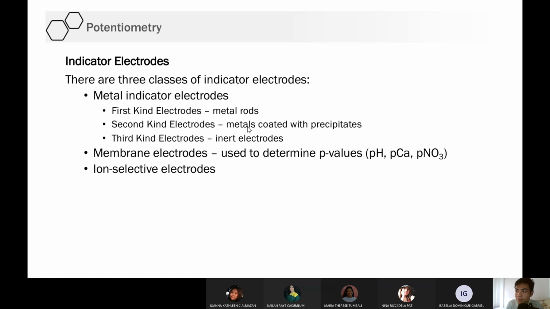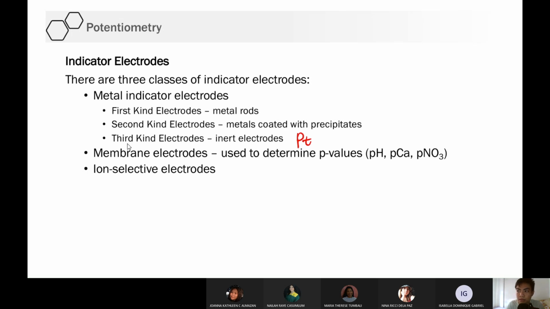The second kind is metals coated with precipitate, such as the calomels. This one is not very common. And for the third kind, we use an inert electrode. One example of an inert metal is platinum or nickel, but commonly platinum. So instead of putting copper metal, you put platinum, because platinum will not dissolve. That's why we use it. So that's the difference.